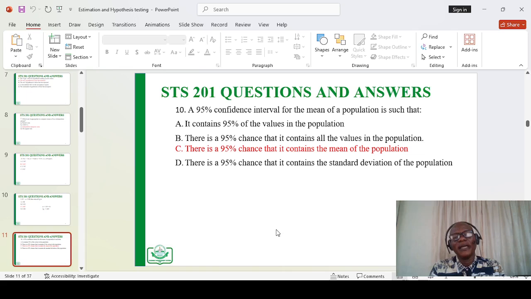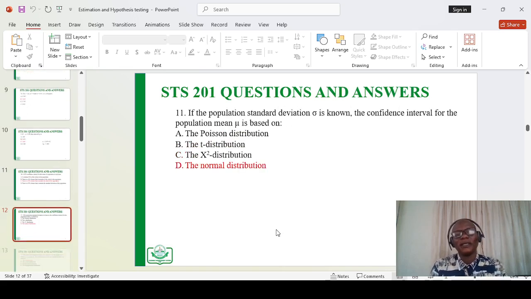A 95% confidence interval for the mean of a population is such that the interval means that there is a 95% chance that it contains the mean of the population. So C is the correct answer.